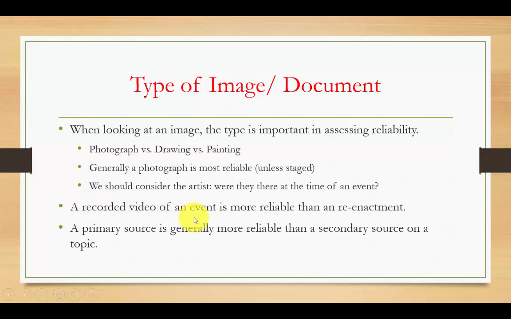A recorded video of an event would be more reliable than a reenactment. The recorded video would be live footage, it's a primary source. A reenactment would be a secondary source. So the primary source is generally most reliable, although there are many very reliable secondary sources, such as the textbook that we use in Social Studies 10. But all of these factors are ones that we need to consider. So attribution, corroboration, the type of document, and the type of source.